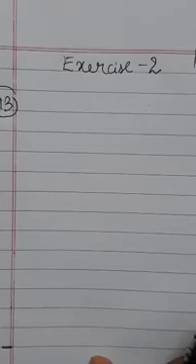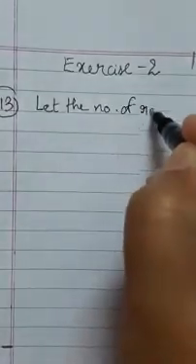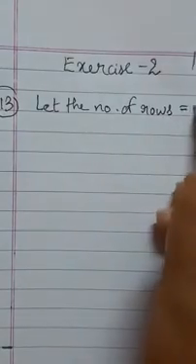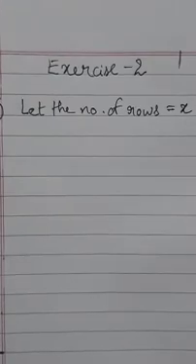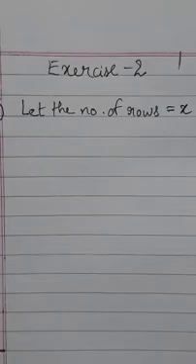So you need to see the question in the book. The question says, in an auditorium, the number of rows is equal to the number of chairs in each row. That means you are going to assume the number of rows. Let the number of rows be x. They are saying the number of rows is equal to the number of chairs in each row.